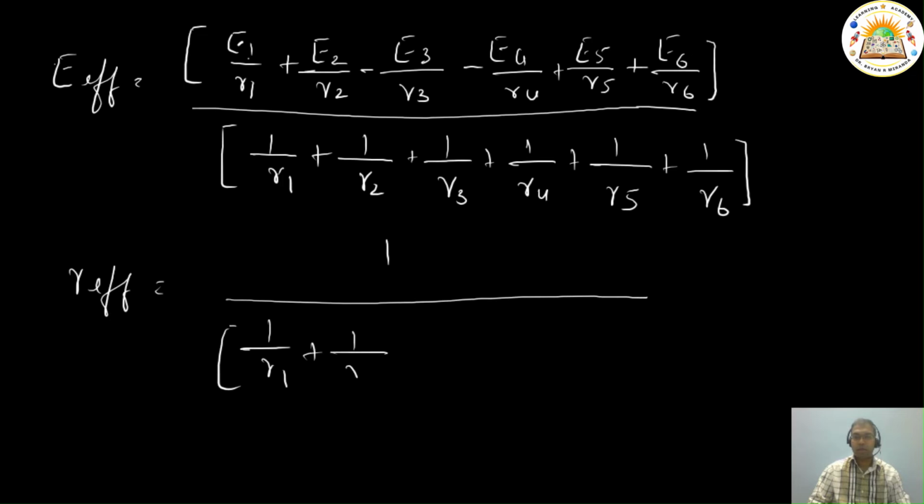And similarly, I can figure out that R effective is nothing but 1 divided by this entire term, that is, 1 by R1 plus 1 by R2 plus 1 by R3 plus 1 by R4 plus 1 by R5 plus 1 by R6.